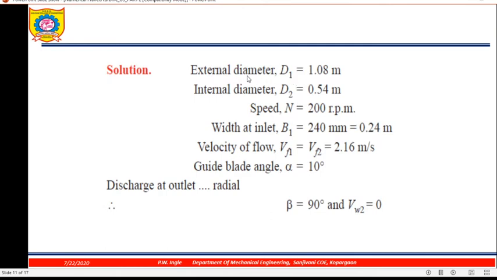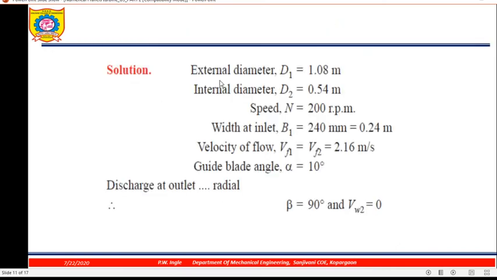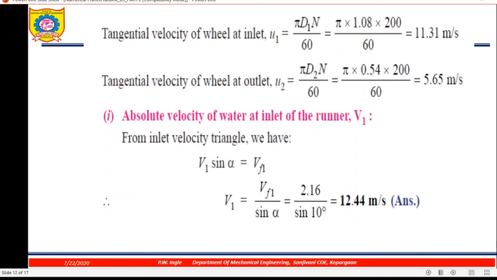With respect to that external diameter D1, the inner diameter is different. Outer diameter will be D1, the external diameter. The inner diameter will be D2; this is the inner diameter, this is the outer diameter. So external diameter D1 is 1.08, internal diameter D2 is 0.54. Speed is given. Width at inlet is B1. Vf1 equals Vf2. Alpha is 10 and discharge at outlet is 90, so radial, so beta is 90 and VW2 is 0.